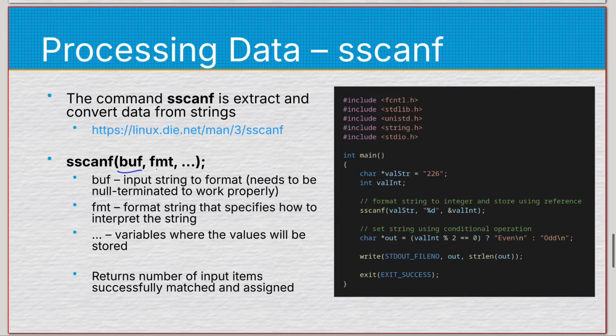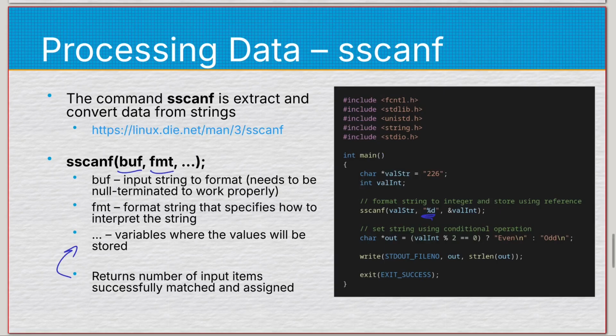The format, FMT here, is very similar to if you've used printf, where we have these placeholders. That's how we're going to format the actual string itself, and that's where we do our conversion process. Beyond that, these are the variables where the values will be stored. We're not limited to one at a time here; I'll talk about that a little later. At the end, it returns the number of input items successfully matched and assigned. That goes hand in hand with this: if you have multiple items that you want to convert, you can do them all in one call, and it'll return the number that was successful.